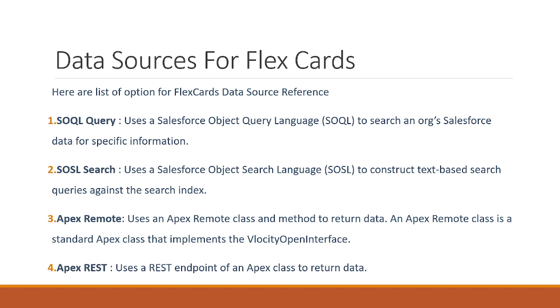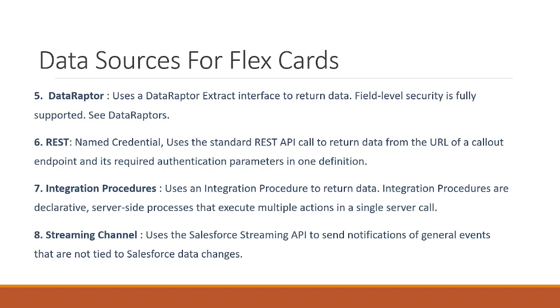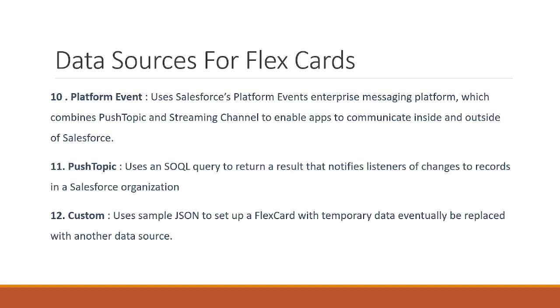Next one is SOSL, that is Salesforce Object Search Language, and Apex Remote. As we know, we can call a remote action in Omniscript. Similarly, here also we can use Apex as a data source for flex cards. Apex REST uses a REST endpoint of an Apex class to return data. Next, data raptor. As we know, data raptor will send a JSON response to the flex card so that we can show the data. And REST, integration procedure, streaming channel, platform events, push topic and custom. These are all the data sources we have in Flexcard.